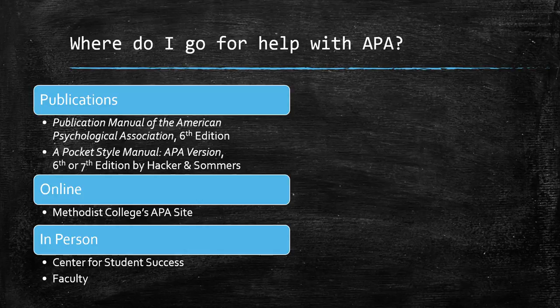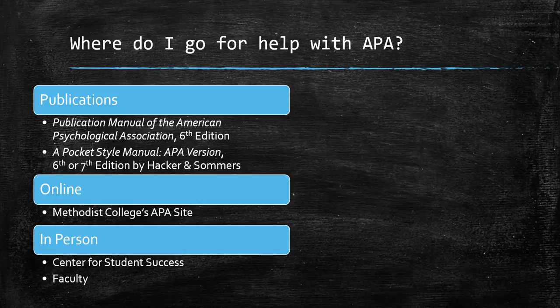A lot of your professors will also have copies of this manual, but it's sort of cumbersome and is not particularly user-friendly. So the publication that all of you have is the Pocket Style Manual APA version by Hacker and Summers. The 6th or 7th edition, either one of those are perfectly acceptable and should have just about everything you could possibly need in those manuals. They're also incredibly user-friendly with a great index in the back, color-coded pages. It's a really great resource to have.